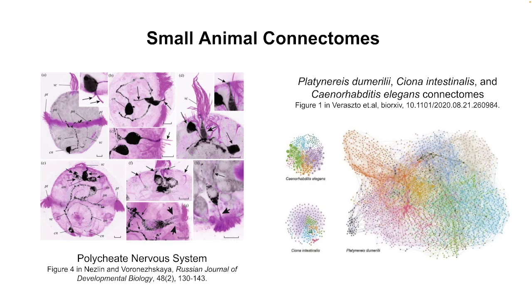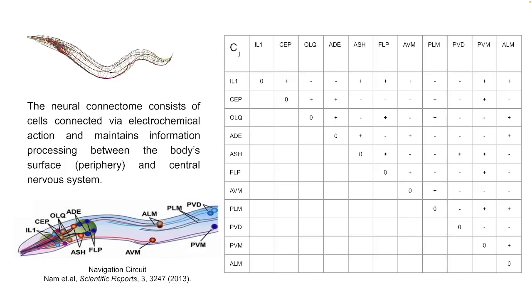We can build small networks as toy models and connect them with these tensegrity networks, which are, of course, available from anatomical data or can be constructed just by simulating the shape of the organism. So the neuroconnectome consists of cells, of course, connected via electrochemical action, and maintains information processing between the body surface, the periphery, and the central nervous system.